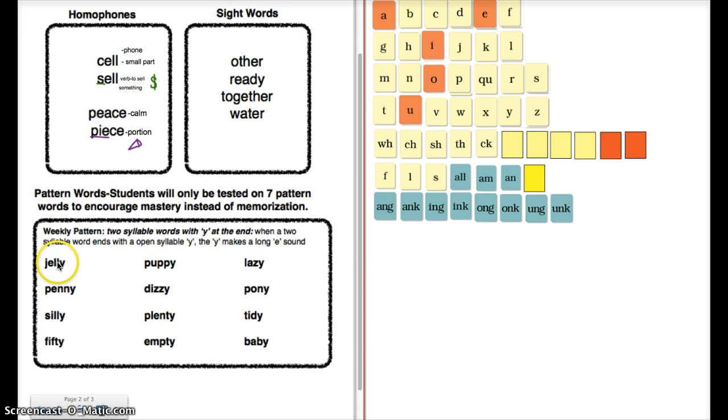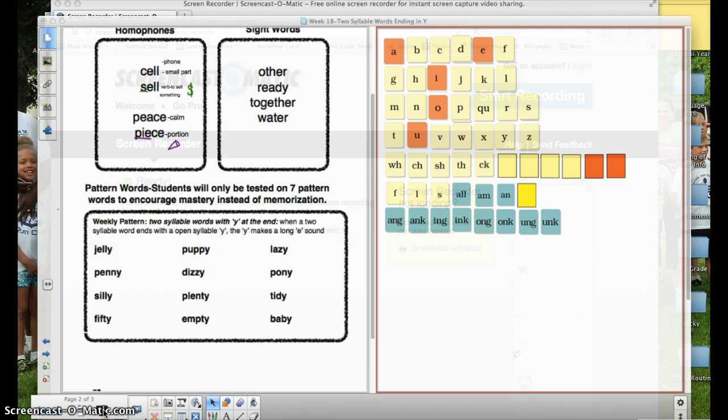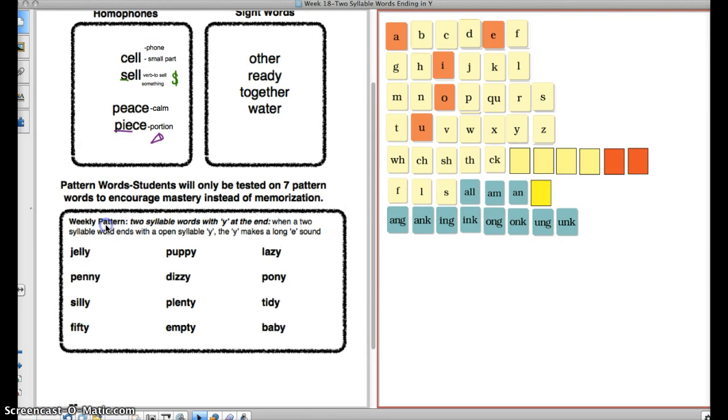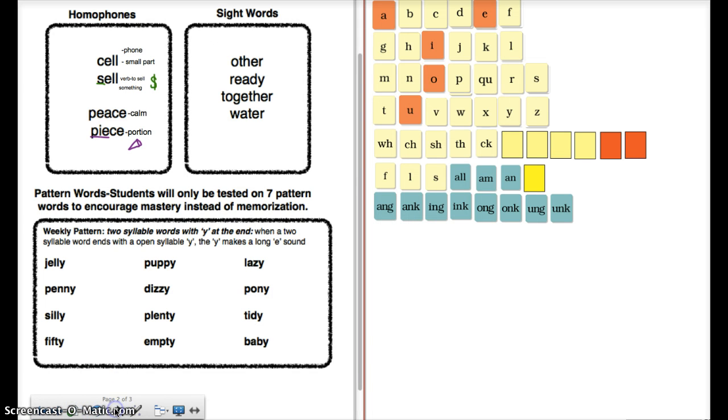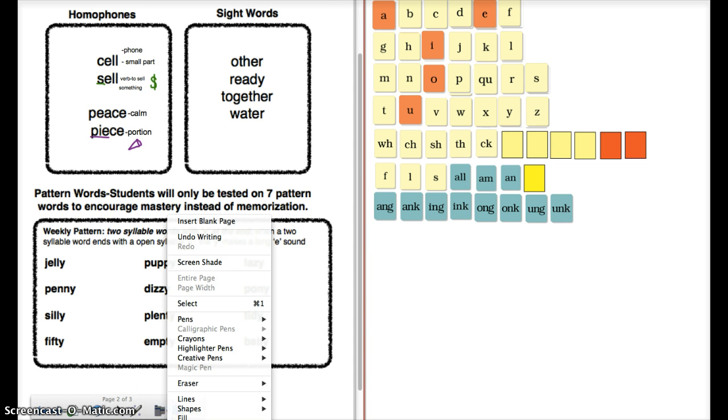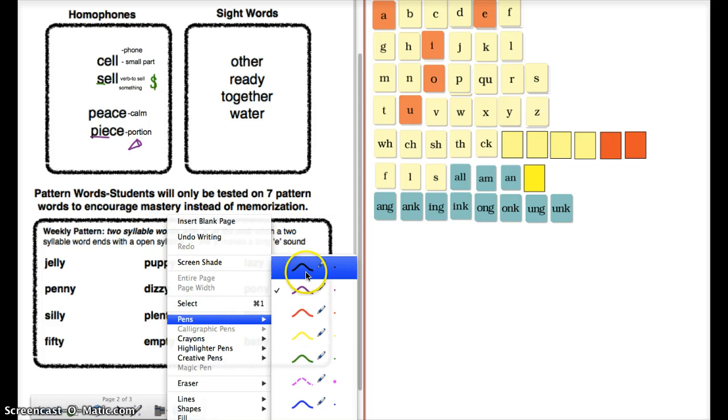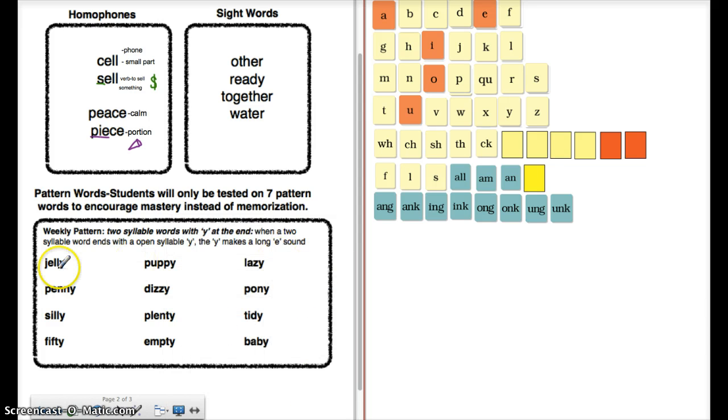Okay, so in these, the open syllable ends with a Y. Oh gosh, I need to stop doing that. It ends with a Y, and the Y, instead of making the long vowel sound that a Y makes in an open syllable, is a long E sound. So jelly. We have 2 syllables.